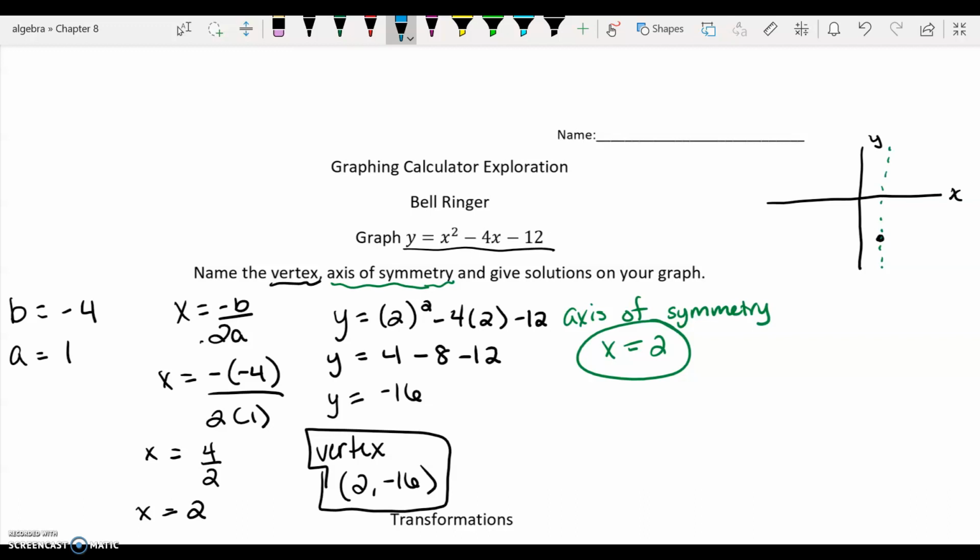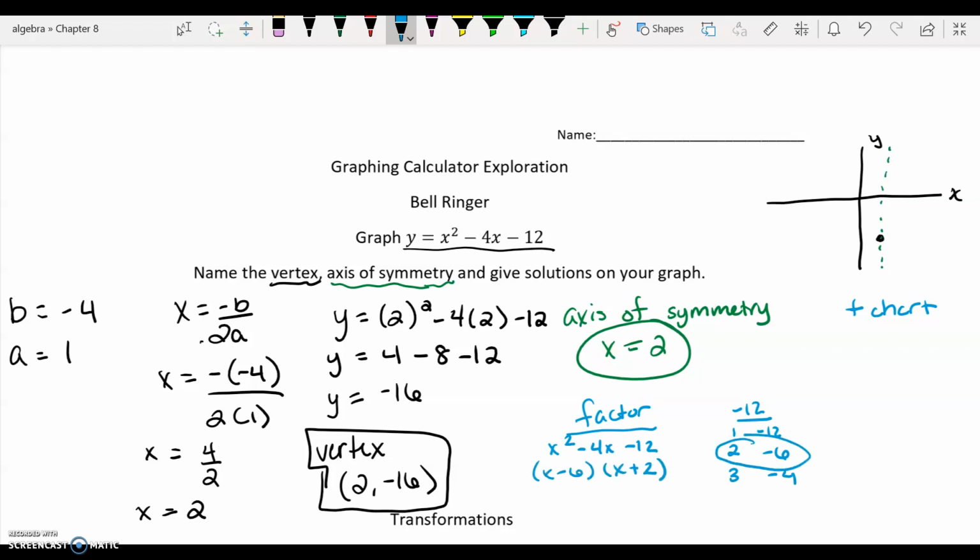Now the hardest part that you guys kind of struggle with was finding some other points. So there's two things you can do. You can factor or you can make a t-chart. If I factor, I'm going to get x squared minus 4x minus 12. What's going to multiply to -12 but add up to -4? So when I do that, 2 and -6 ends up working. So I'm going to write (x minus 6)(x plus 2). Now I'm going to use x equals 6, x equals -2.